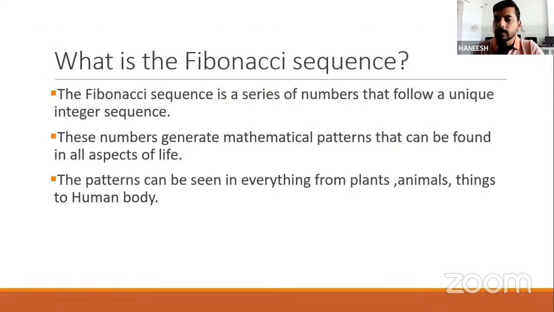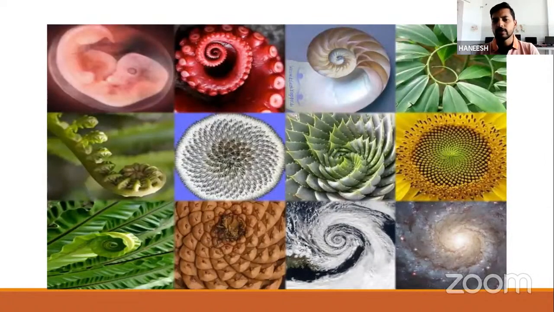And one of the important patterns, the most common pattern, is the Fibonacci pattern and the Fibonacci sequence. So I would like to elaborate a bit about this Fibonacci sequence. It is a series of numbers that follow a unique integer sequence. They are actually a mathematical pattern that can be found in all aspects of life, and they can be seen everywhere. You can see every part of the world is connected with this common Fibonacci sequence. Everywhere you can see this sequence being applied in the form of structure and creation.